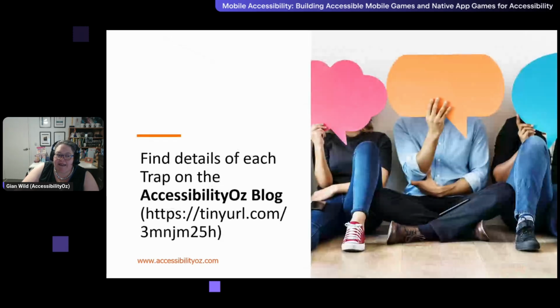So you can find details of each of these traps on the Accessibility Oz blog. I've put a lot of detail into them, so they are at least HTML, those ones.